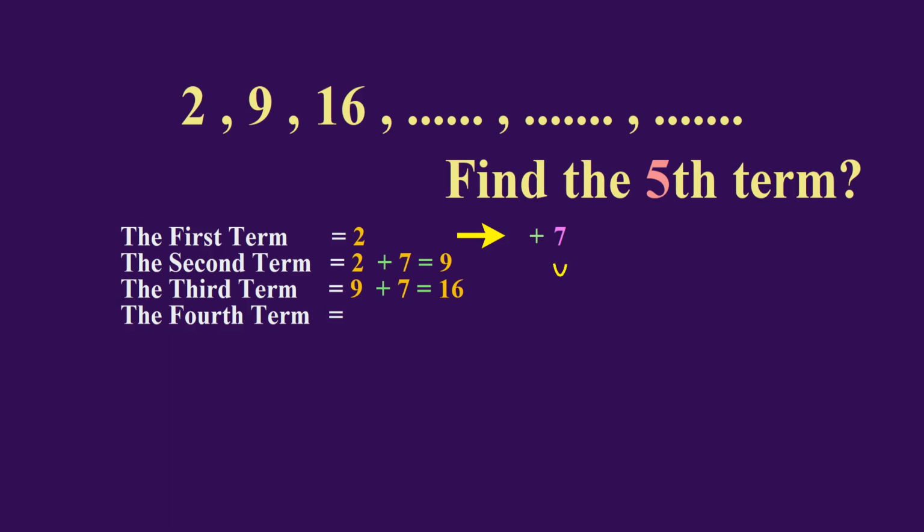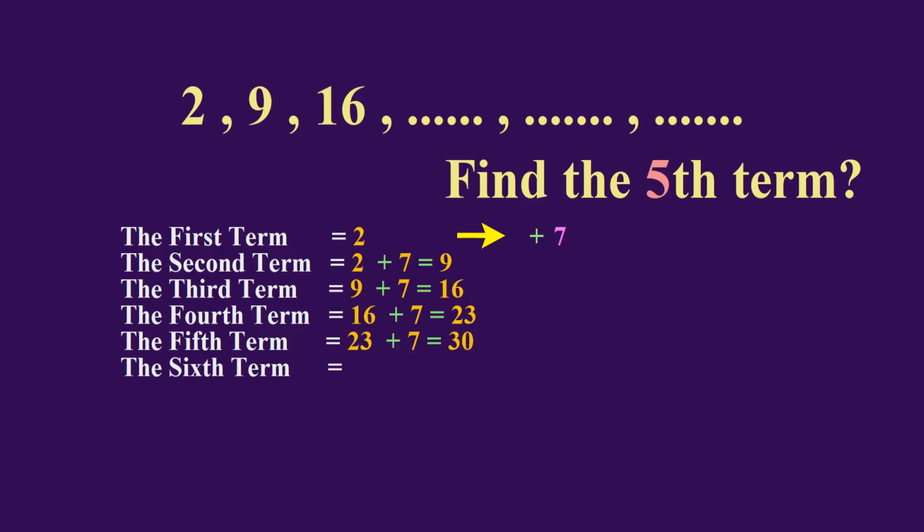So the fourth term is equal to 16 plus 7, which equals 23. And the fifth term is equal to 23 plus 7, which equals 30. By the same method, we can get the sixth term, which equals 30 plus 7, which equals 37. And the seventh term is equal to 37 plus 7, which equals 44. And in our problem, the required term is the fifth term, which equals 30. And this was the manual method solution for this problem.